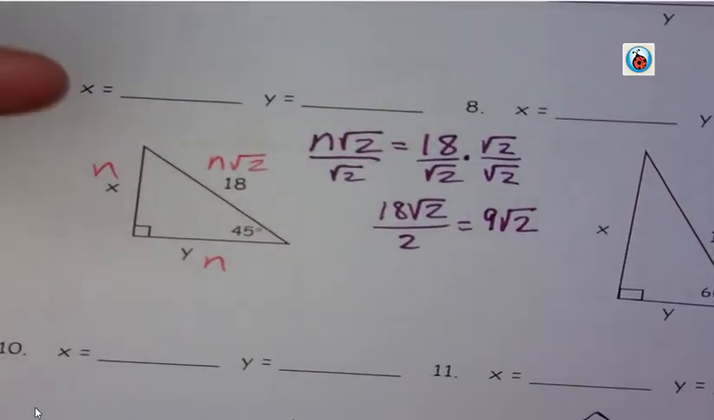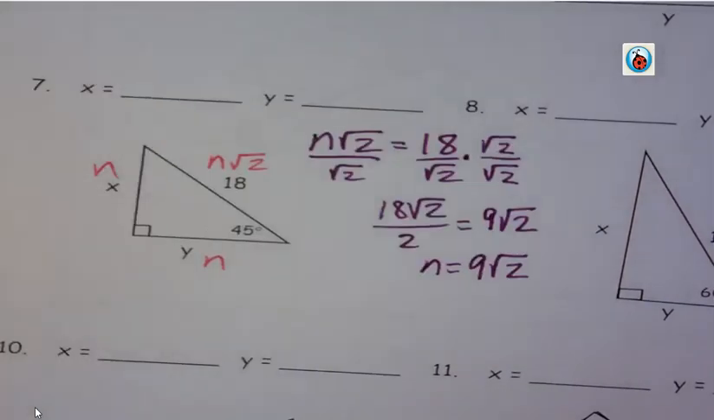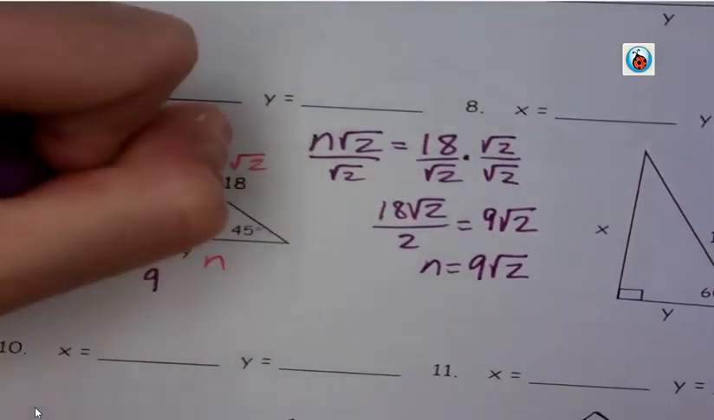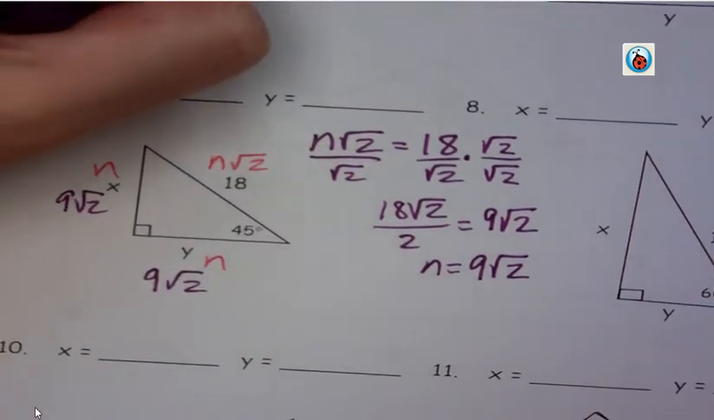So what did we just solve for? We solved for n. Now we know that n equals 9 root 2. And we know that both of these are labeled as n. So this side is 9 root 2. This side is 9 root 2.